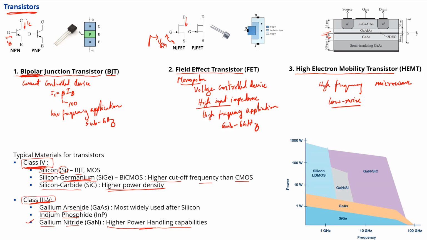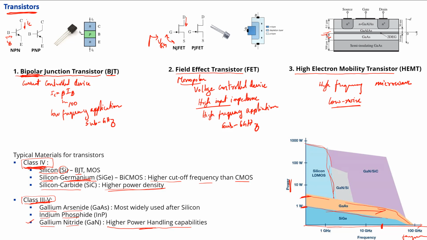So what you can see here is an illustration of the frequency of operation and the power that the transistor can handle. Typically, silicon based transistors can be used up to 1 gigahertz, sub-1 gigahertz applications. But if we are going beyond 1 gigahertz, materials like silicon germanium, which has limited power handling capability, or gallium arsenide, which is very commonly used and can have a higher power handling capability. But the research trend is to stretch the frequency of operation beyond 10 gigahertz.